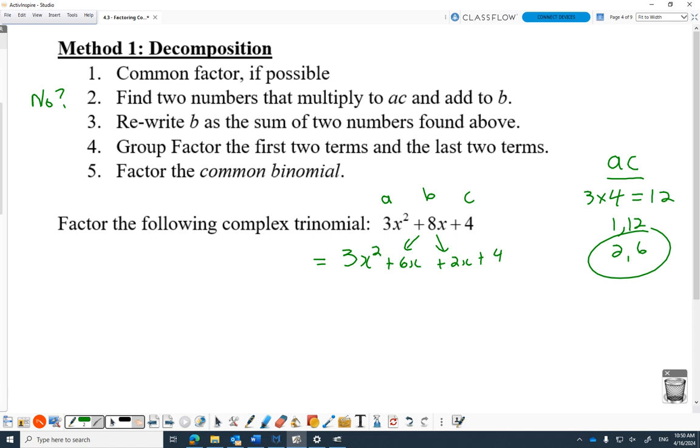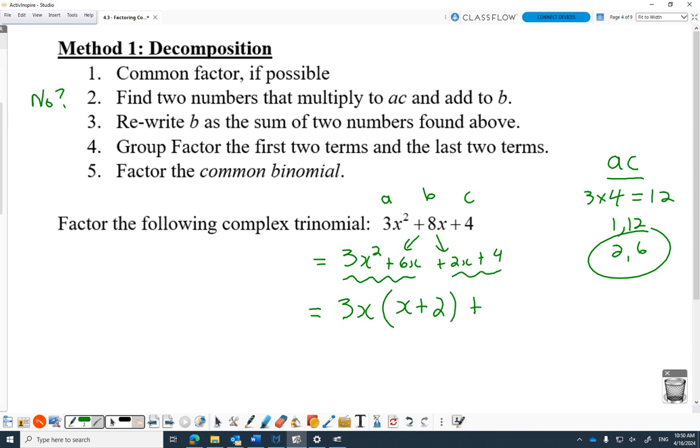Look for the common factor to this set. What's common to 3x squared and 6x? 3x. And then what's left in the brackets after I pull out 3x? x plus 2. Good. And then common factor the second set.